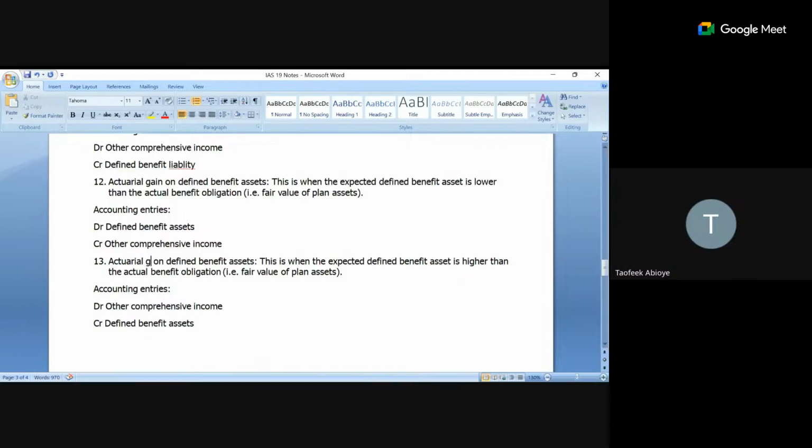This is gain. So let me change it here. It's straightforward. So this is actual gain. So this is higher.